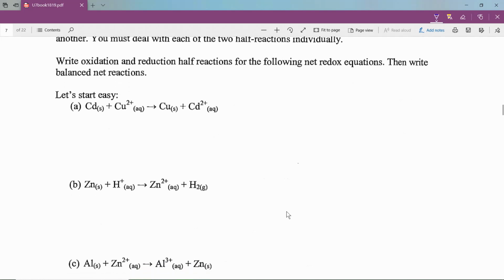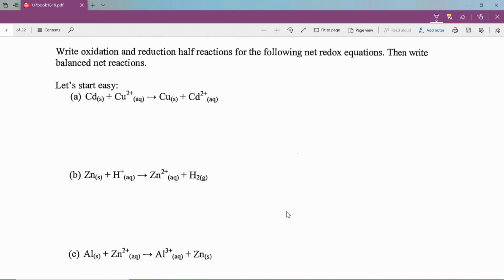So let's start with an easy one here. In fact, so easy it's already balanced. Look, I got 1 cadmium, 1 copper, 1 copper. Don't worry about the phases. 2 plus is my net charge on the left, 2 plus is my net charge on the right. So easy peasy, that one I didn't need any 7,000 ways to solve that one.